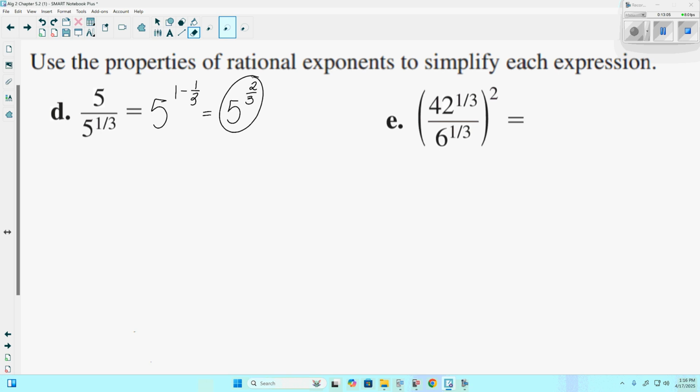E, 42 to the 1/3 over 6 to the 1/3 squared. Well, as we used just a minute ago, our quotient of powers, a to the m over a to the n, is equal to a to the m minus n. We could use that on D because the bases are the same. E, the bases are not the same, so we can't just do that property.